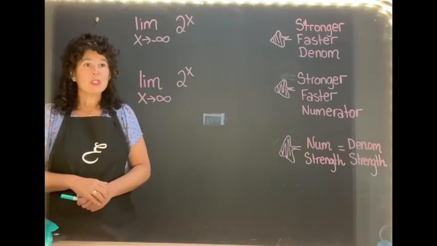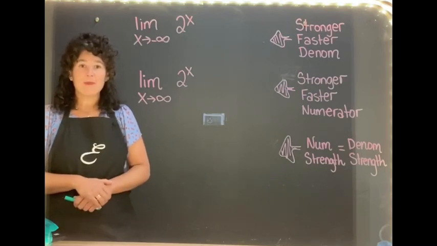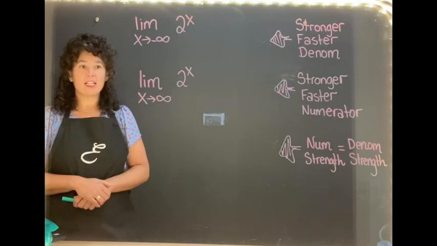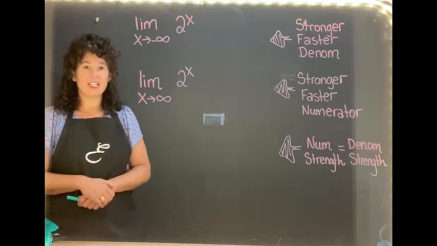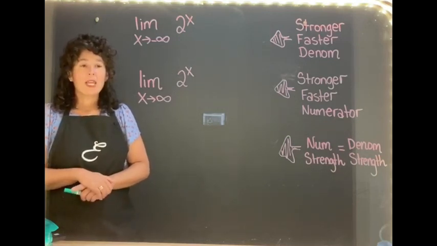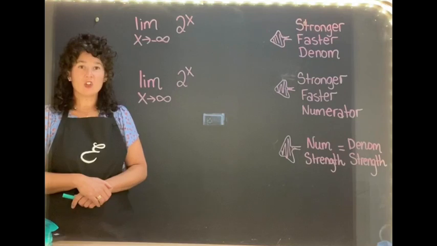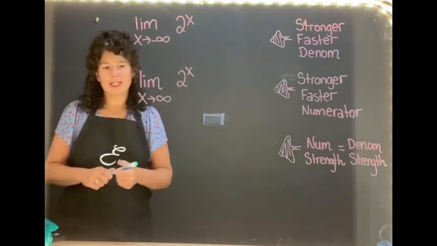Here we have two limits that are exactly the same, other than one of them, the x is going to negative infinity, and the other one positive infinity. When an x goes to negative infinity for an exponential function, you need to analyze it a little bit more closely. Let's just put something in the front of your mind.